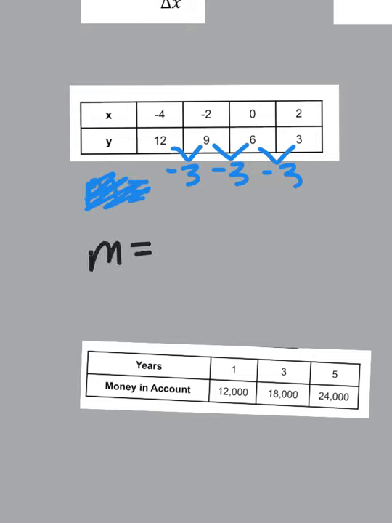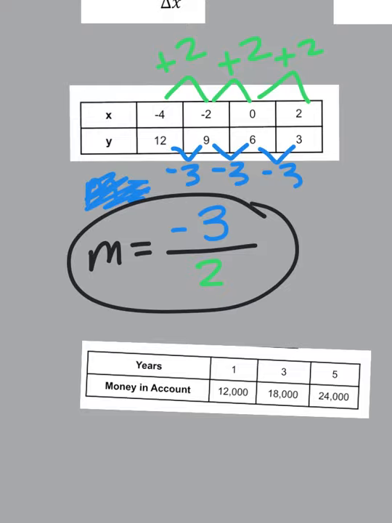M equals, we see in our y's, the pattern is minus 3, so negative 3. And in our x's, negative 4 goes to negative 2. Now, if you're not sure if this is going up or down, go to where it's 0, because from 0 to 2, you know that is plus 2. And sure enough, negative 4 to negative 2, that means we added 2. Negative 2 to 0, we added 2. All right, so our slope is negative 3 over 2. We check to see, can we simplify? We cannot. So that is the final form of our slope.